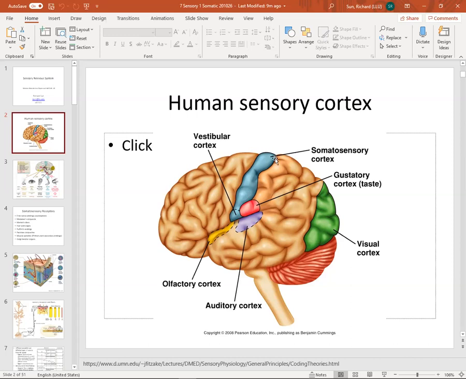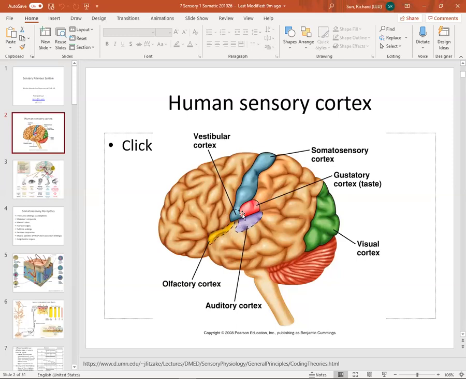This is a region that analyzes sensory input received in our skin, right? Through the spinal cord, signals are sent into the brain, and this is the region that processes this signal. We also have the gustatory, the taste, the auditory, the vestibular right here. Very close, we have the olfactory, right? This is for the smell.